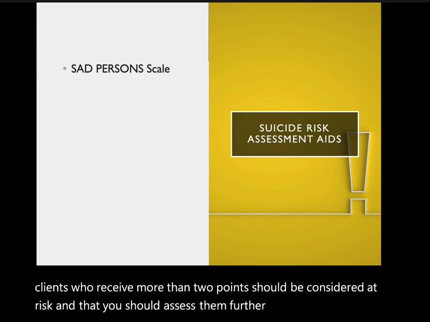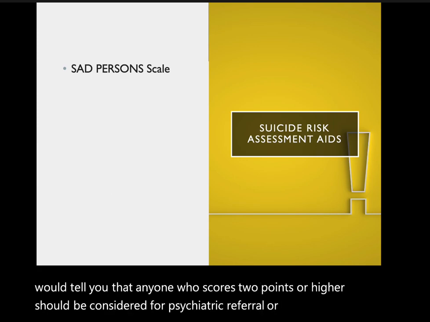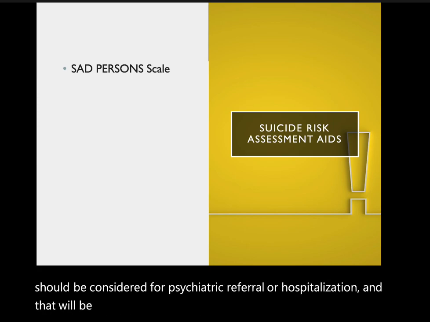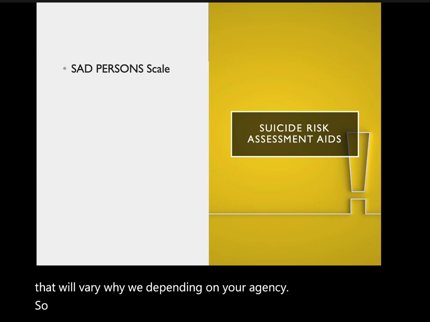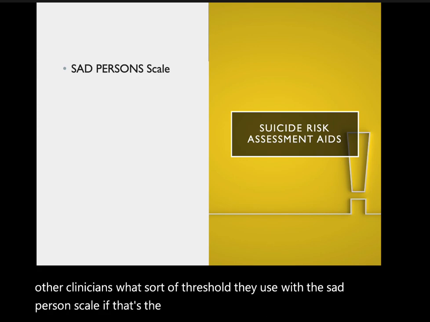In fact, our textbook would tell you that anyone who scores 2 points or higher should be considered for psychiatric referral or hospitalization, and that will vary widely depending on your agency. So make sure that you're paying attention to and asking your other clinicians what sort of threshold they use with the SAD Person Scale if that's the aid that you are using.